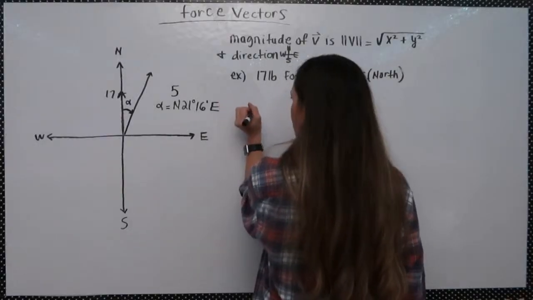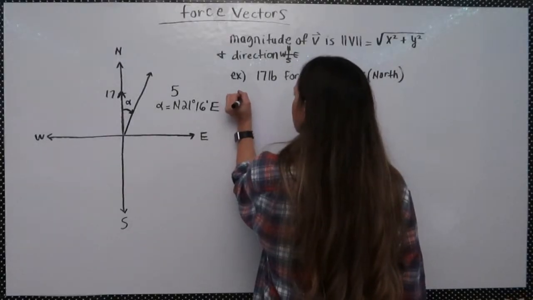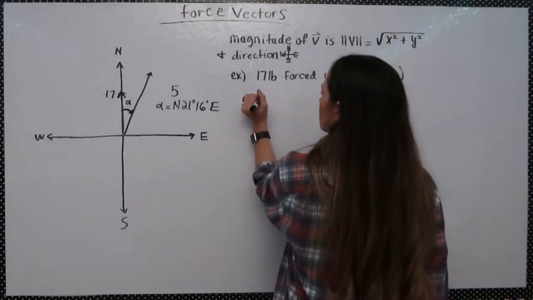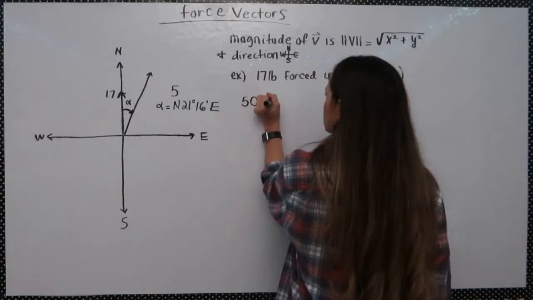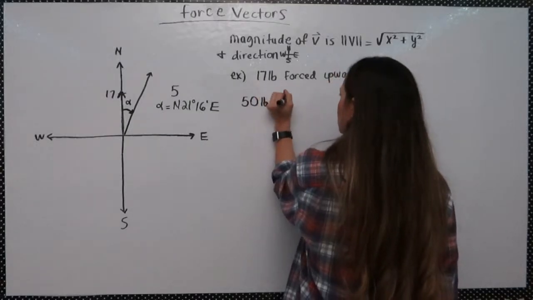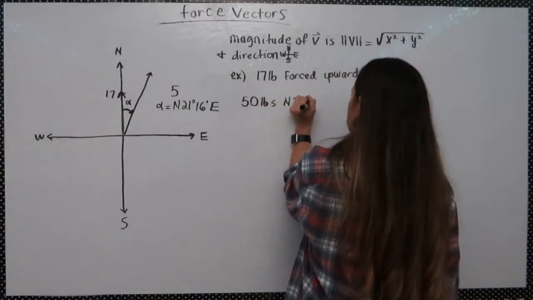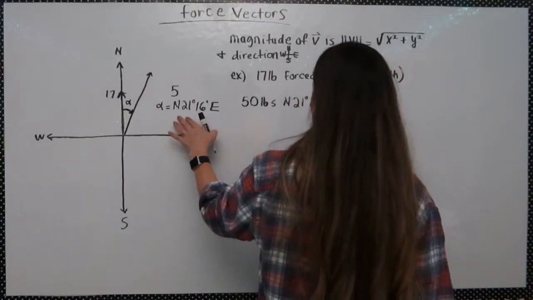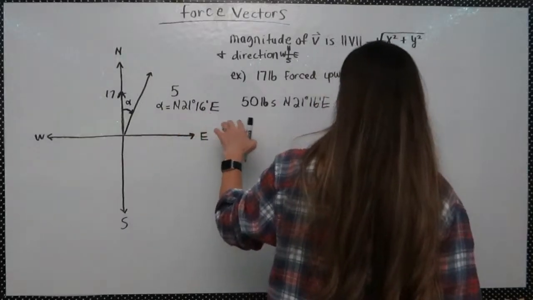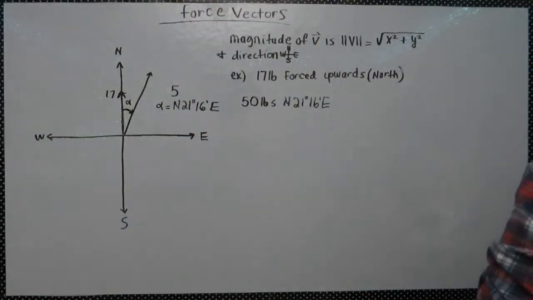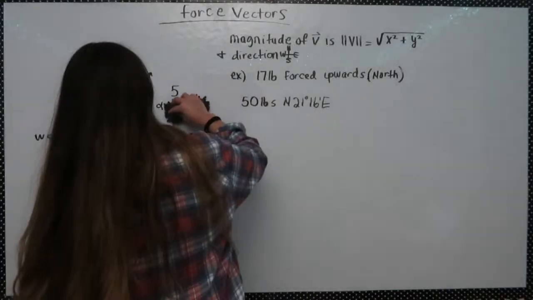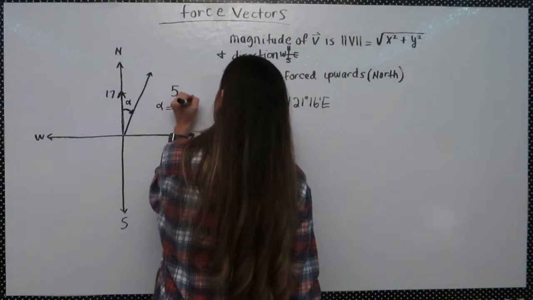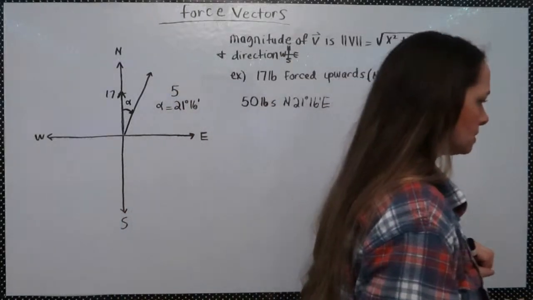Let me just see if I can write it all the way out. So we've got 50 pounds in north, 21 degrees, 16 minutes east. Okay, so I'm going to erase that and just put the alpha on there. 21:16. So here's your alpha. 21 degrees, 16 minutes. And if I wanted to change that to a decimal, I could do that.